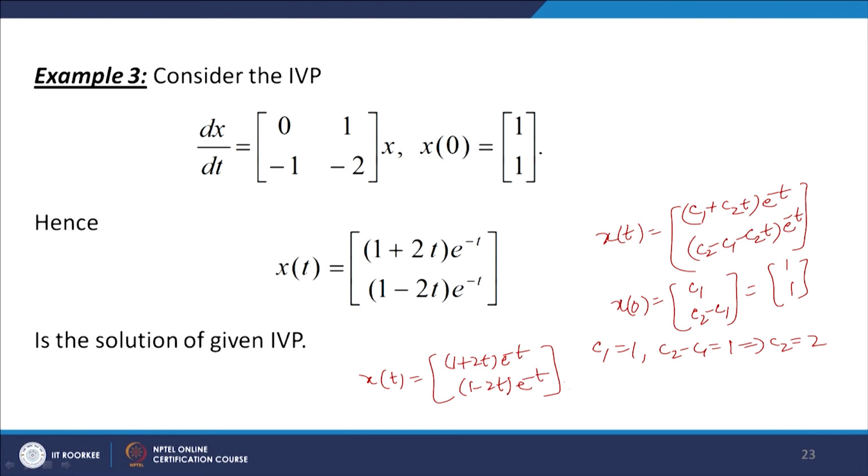So, this is how we get the particular solution of the initial value problem by satisfying the condition x(0) equal to (1, 1) in the general solution. This is how we solve this homogeneous system of linear differential equations. Now, in our next lecture we shall discuss the method of eigenvalues and eigenvectors by which we can find the general solution of the homogeneous system of linear differential equations.